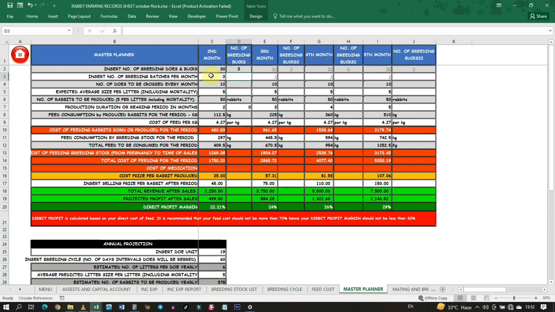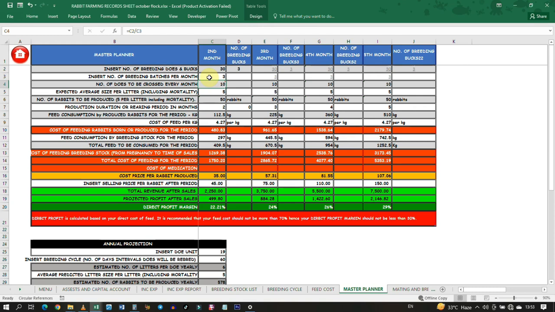Then number of batches, insert the number of batches per month. So how many do you want to breed per month? You want to divide them into 3 batches, which is the right thing to do. You can decide to just do 1 batch. It's usually 1 batch, 2 batches, or 3 batches. But if your farm is small, let's say below 10, you can decide to do 1 batch. Usually I think it's good to do 3 batches because you have 3 different sets of ages available.